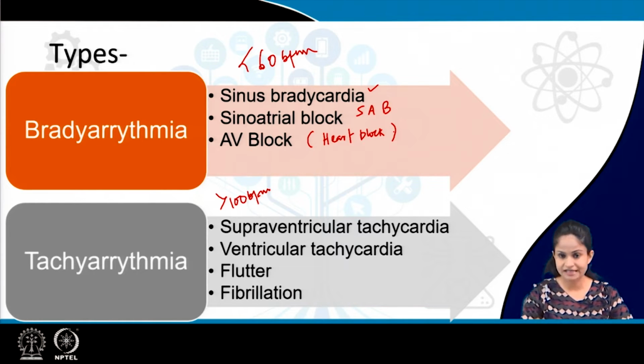Then if we come to the tachyarrhythmias, we have supraventricular tachycardia, ventricular tachycardia, flutters and fibrillations. Supraventricular tachycardia means any tachycardia which is originating above the level of the ventricles. It can be the AV node, it can be the atria. Then we have ventricular tachycardia, then flutter, both atrial as well as ventricular, then fibrillations, both atrial as well as ventricular. The rates are different in each of these. Today we will discuss the bradyarrhythmias.